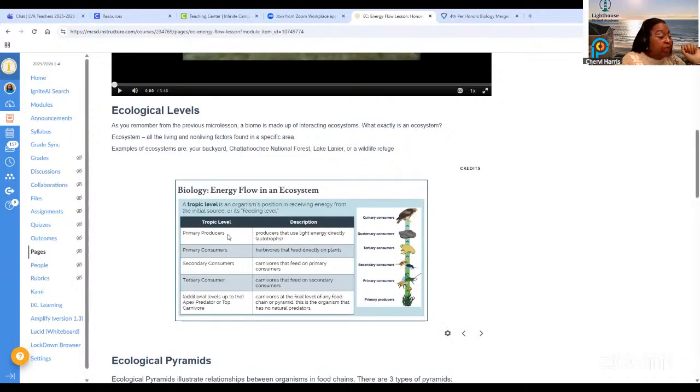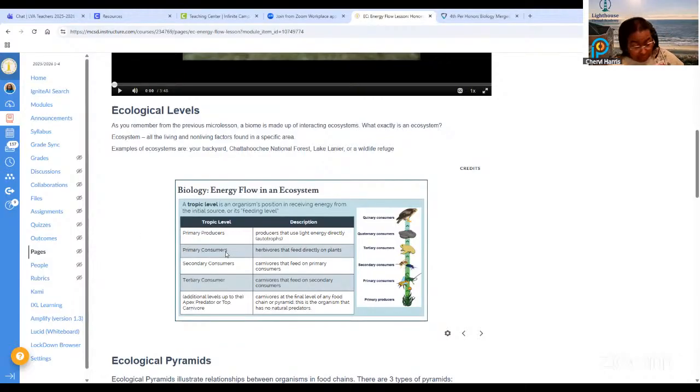Primary producers. Only plants are producers. They are the only ones that can take the sun's energy and convert it into food. That's what makes them producers. They can make their own food. Once they get that energy, they make their own food and then use that food for energy for their functioning. Then we have consumers.